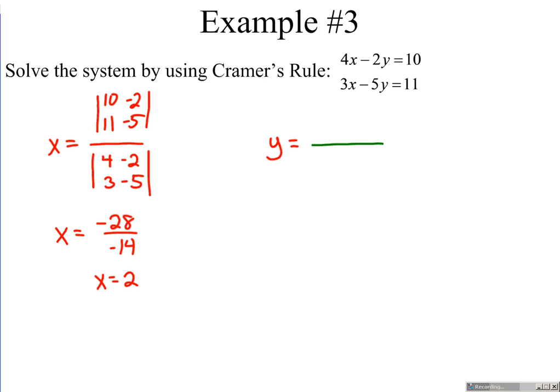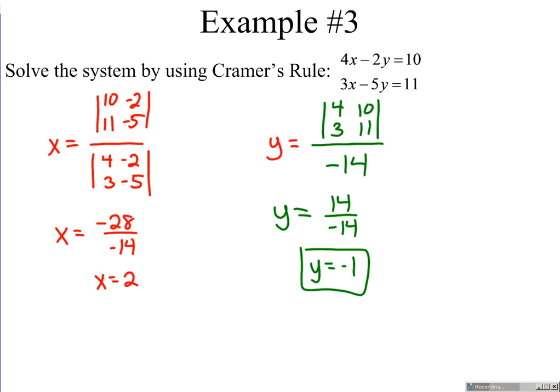Do the same thing to find y. Remember, we now know what that denominator determinant is, and that's the same no matter what variable we are solving for. So we know this bottom is going to be -14. Our top determinant now is going to change because now we are solving for y. So we take our same denominator determinant, but now I'm going to take out the y column and put in the constants. Evaluate that. 44 minus 30 is 14 over -14, and y is -1. So the solution to this system is the ordered pair (2, -1).